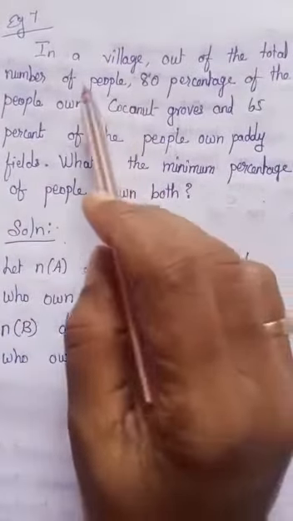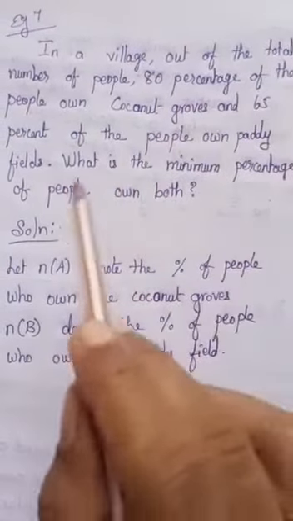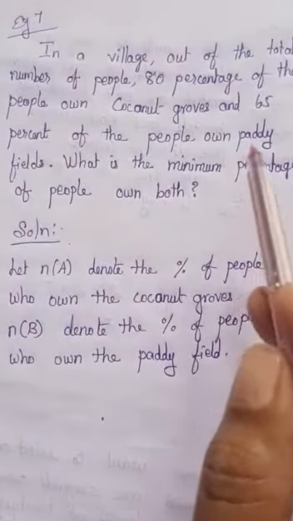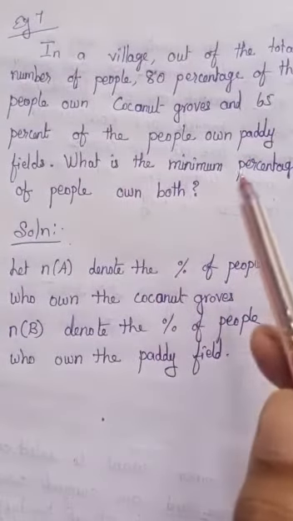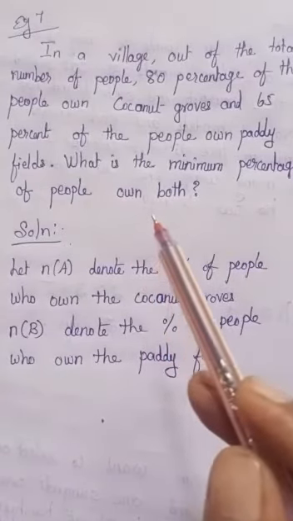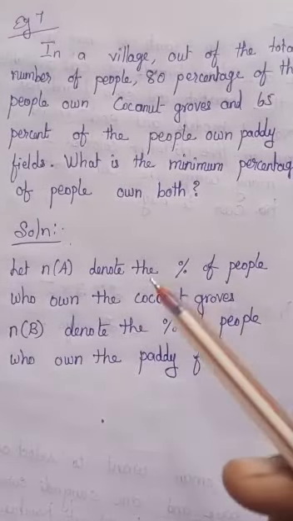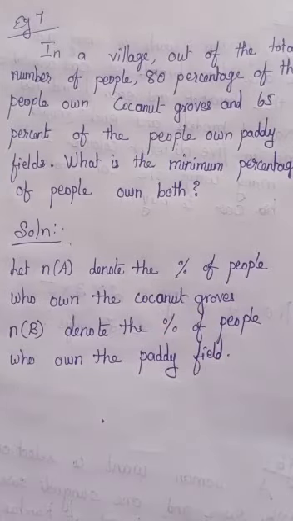Next example. In a village, out of the total number of people, 80% of the people own coconut groves and 65% of the people own paddy field. What is the minimum percentage of people who own both? So single they did not ask, who own both they have asked. This we can do using set theory.